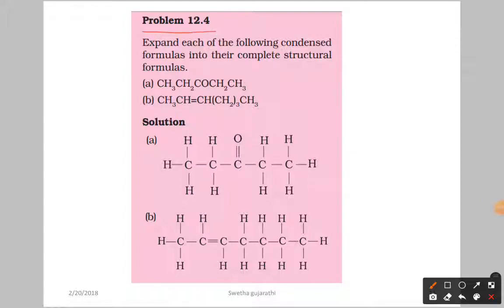Now we have problem number 12.4 in the textbook question. Here, expand each of the following condensed formulas into their complete structural formulas. Okay, here we have the condensed formulas. You have to write the complete structure. Complete structure means you have to show all the bonds.